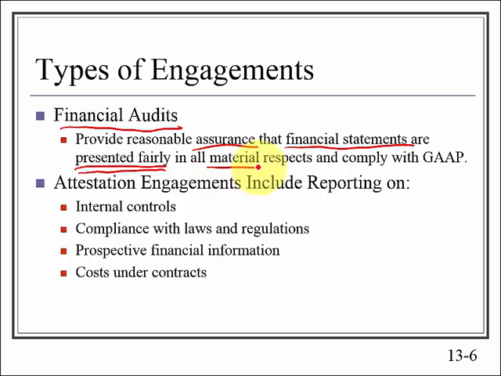The word material means if something is immaterial, so small that it doesn't affect the user of the financial statements, then it doesn't matter whether that immaterial item is something bad, a crime, a mistake, an embezzlement. Because it would be immaterial, it's not going to affect whoever's using the financial statements. So it's kind of like a rounding item here.